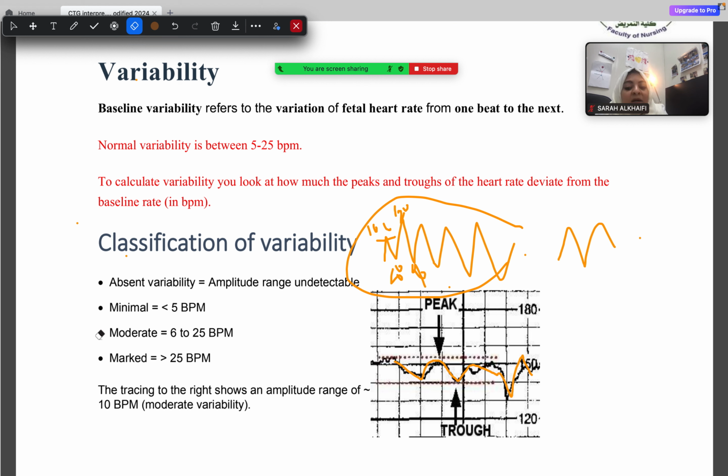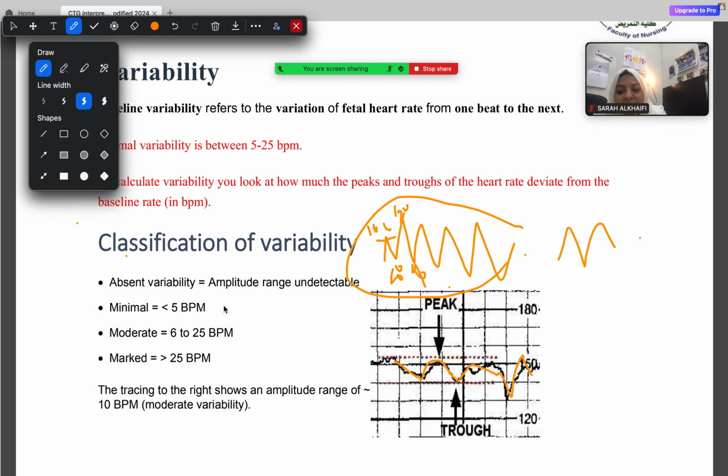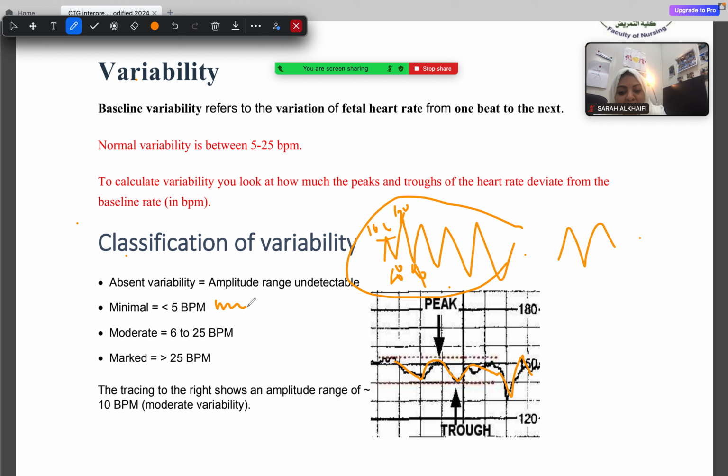That means the well-being of the baby is reassuring, and it's indicating there is a balance between the sympathetic and parasympathetic nervous system and the cardiac beats, the heartbeats. So this is good. But we have the minimum variability, as we explained in the previous example. When the changes in the fetal heart rate are really minimum, we don't like to see that. We love to see moderate variability.